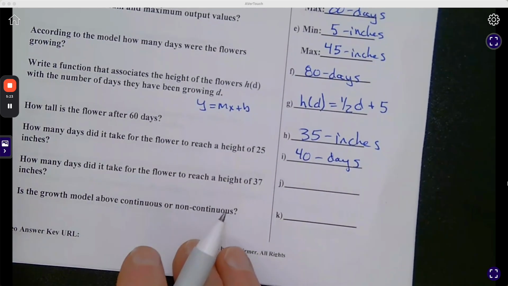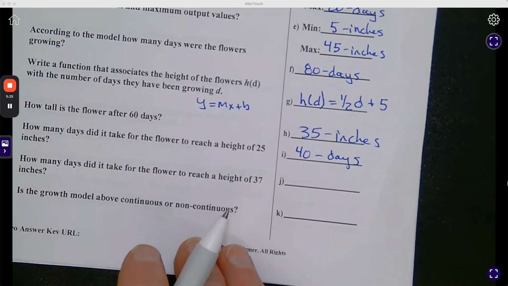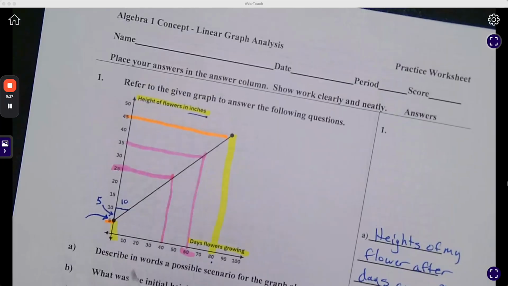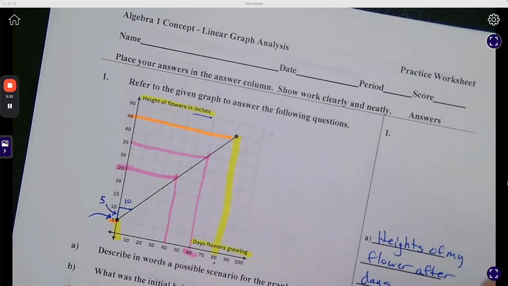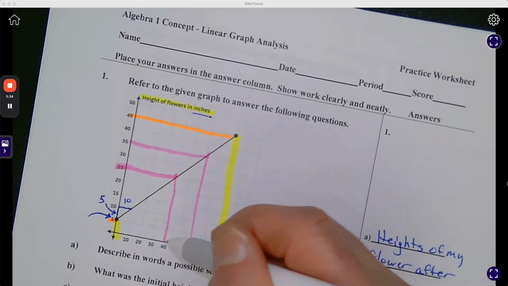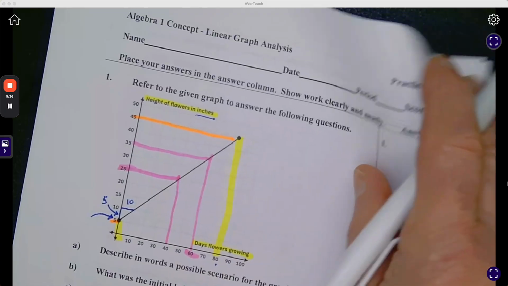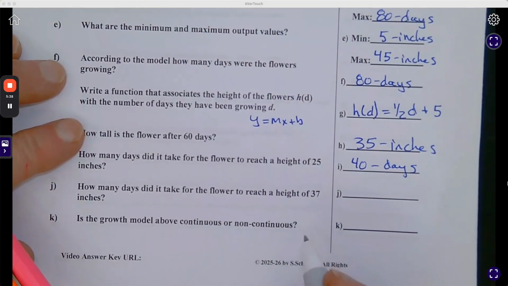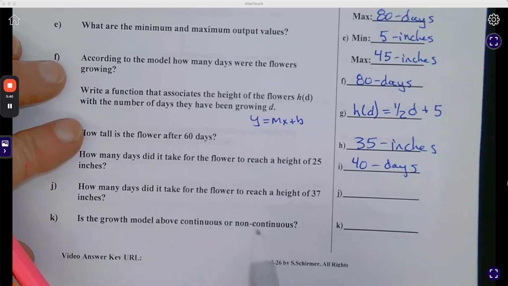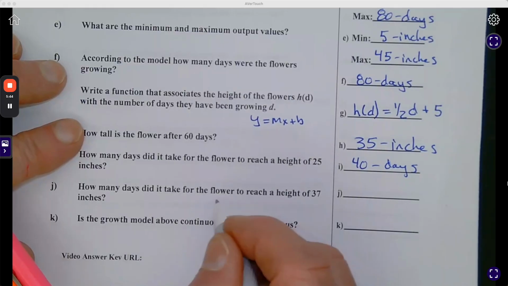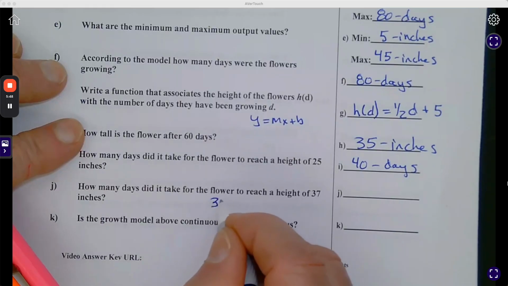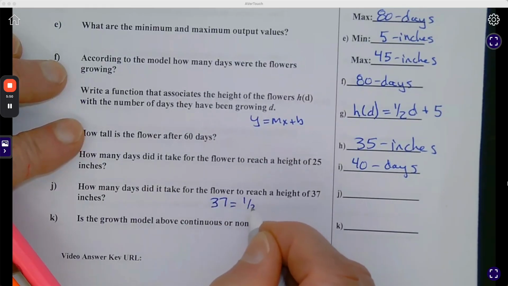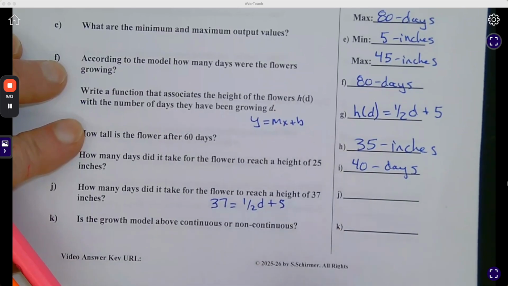How many days did it take for the flowers to reach a height of 37? Well, now that's a little hard for me to look on here. I mean, I could approximate, right? Sorry, 37 inches. I could approximate, or get it exact. So to get it exact, I'm going to go to my function, and I'm going to let my output be 37, right? Because the height is the output. So I'm going to say h of d is 37, and that's 1/2 d plus 5.